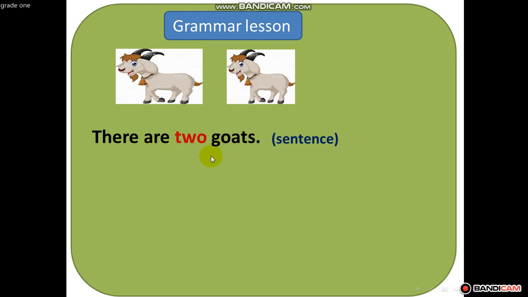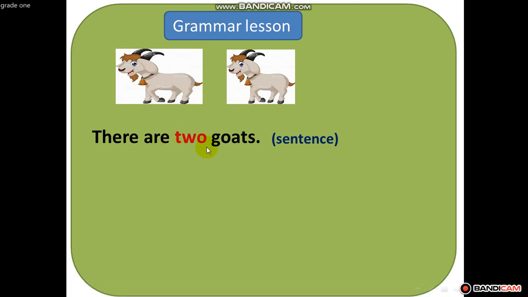There are 2 goats. This is a sentence because we start with a capital letter, and at the end of the sentence there is a full stop. If we want to ask about the number of these goats, we are going to use how many. Repeat after me. How many.